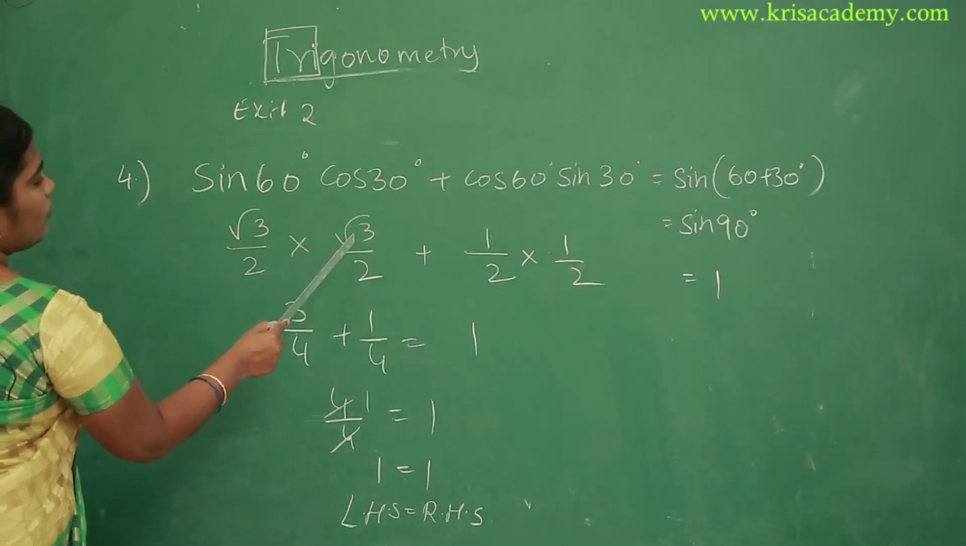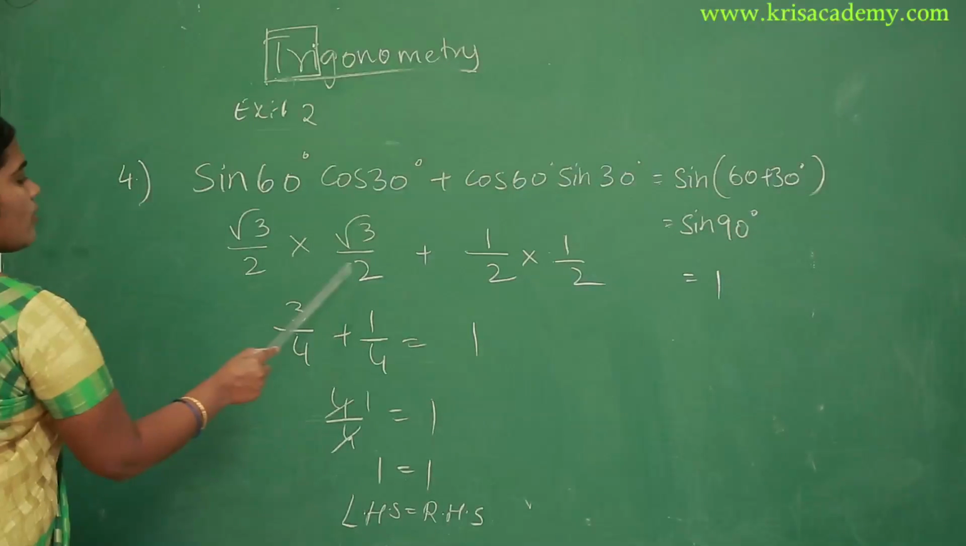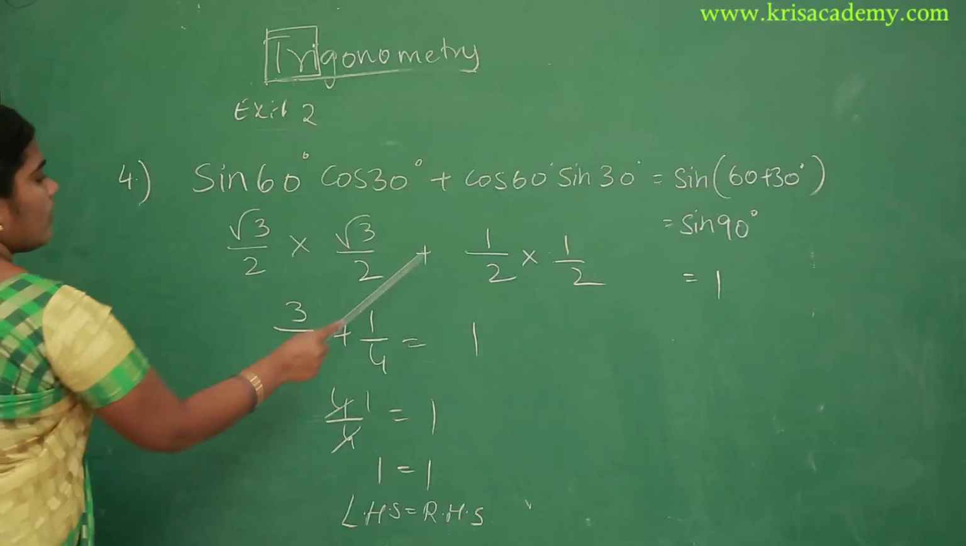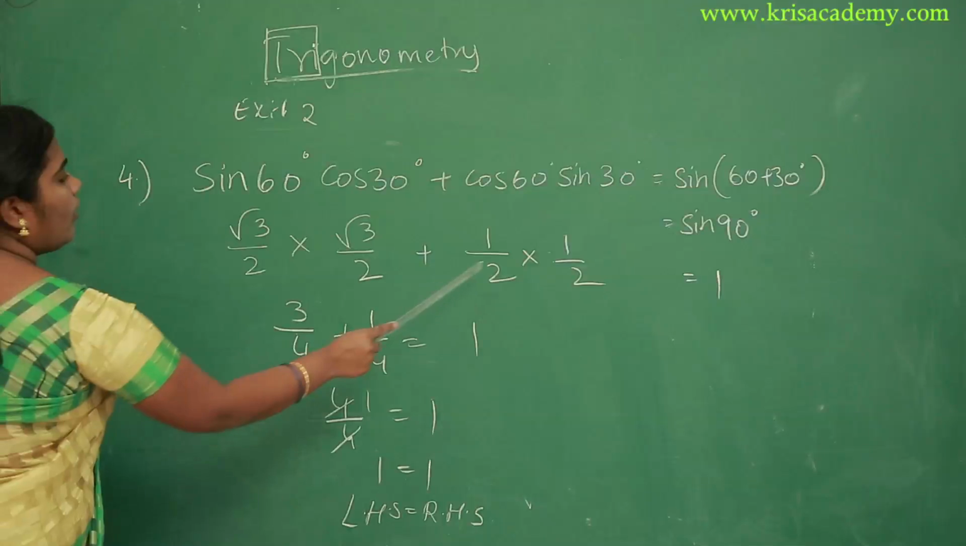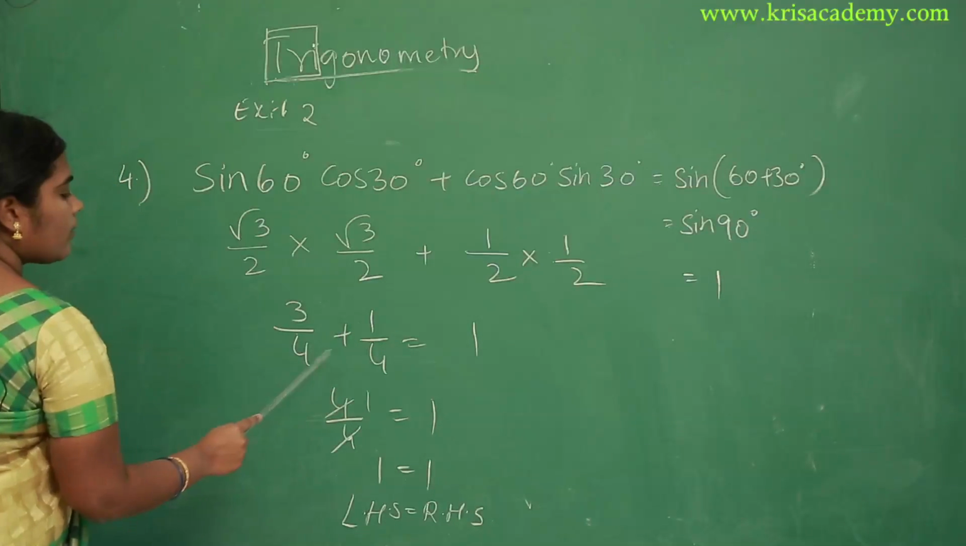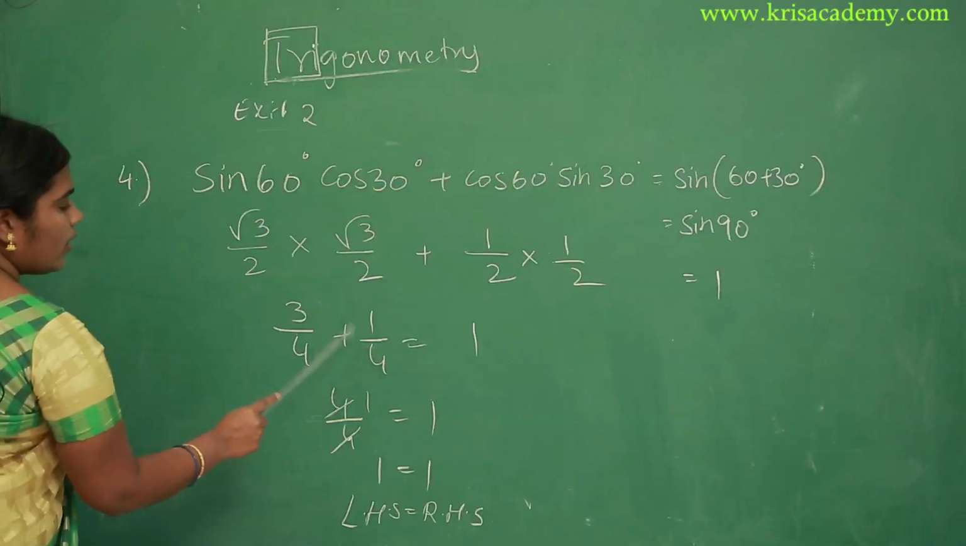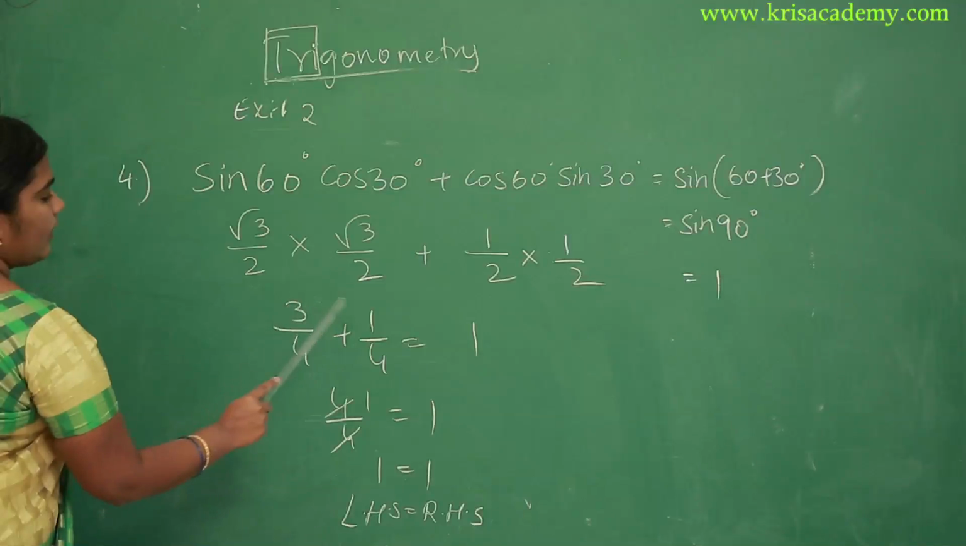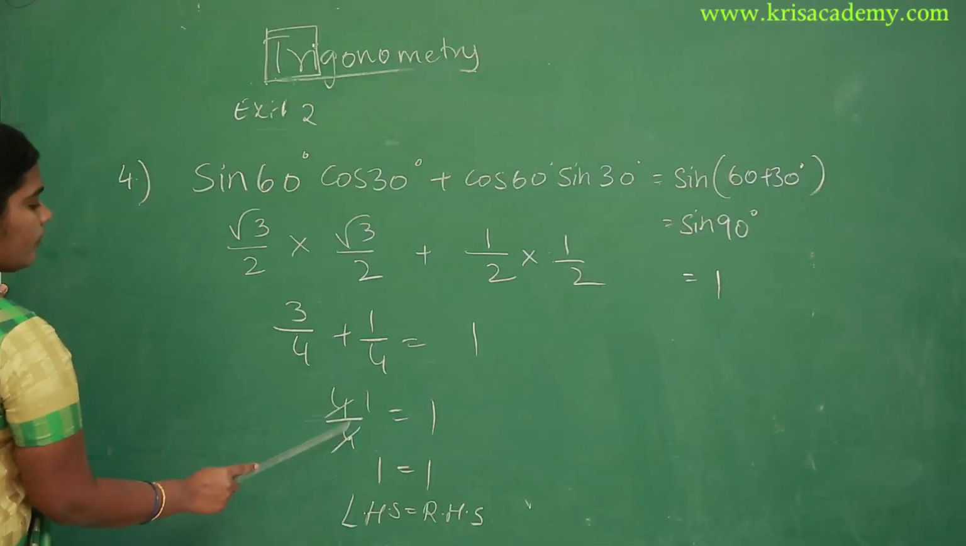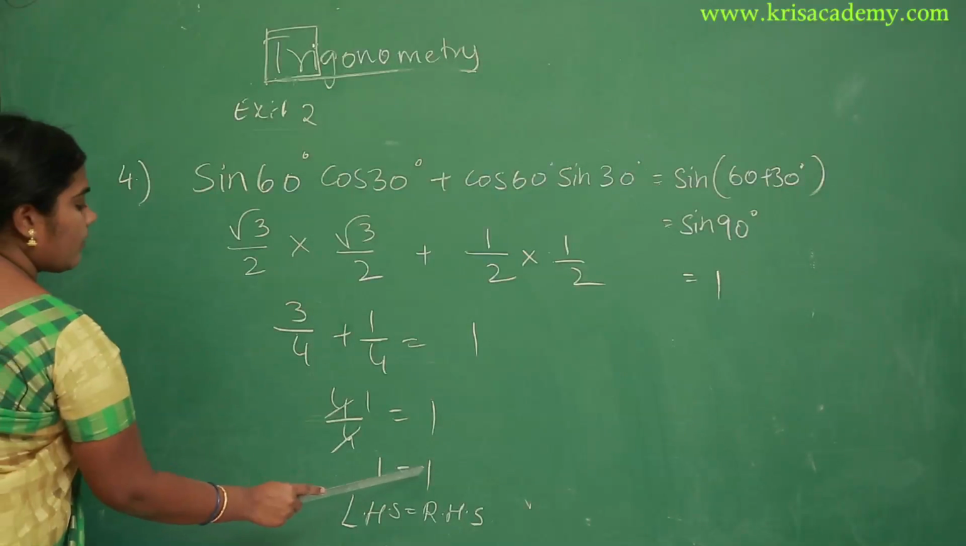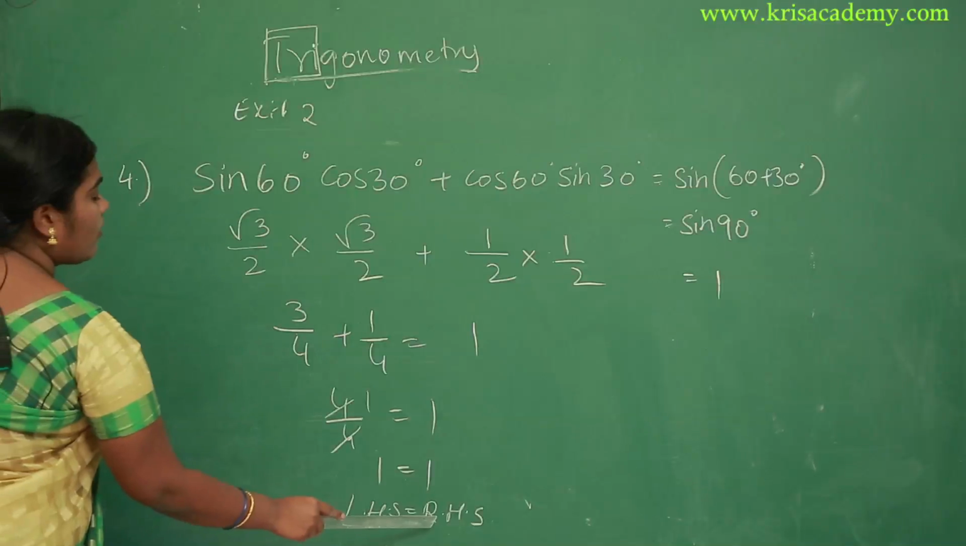So root 3 into root 3 is 3. 2 2s are 4, plus 1 1s are 1, 2 2s are 4. Here both the denominators are the same, so the numerators can be added. 3 plus 1 is 4. 4 by 4 is 1. So 1 is equal to 1. LHS is equal to RHS.